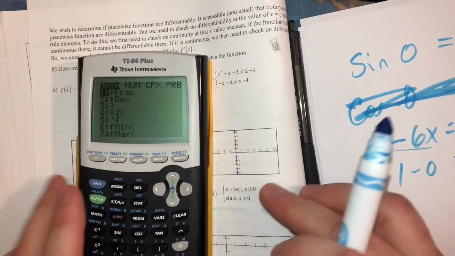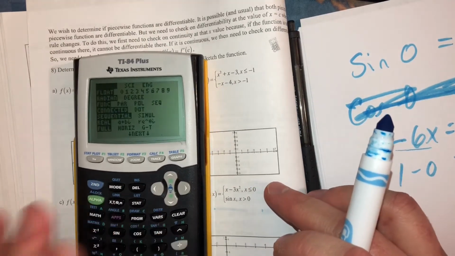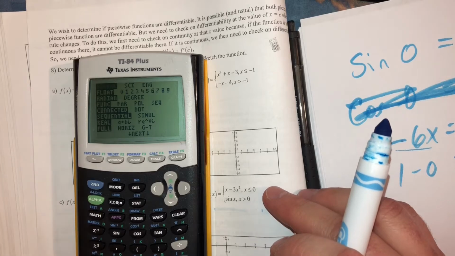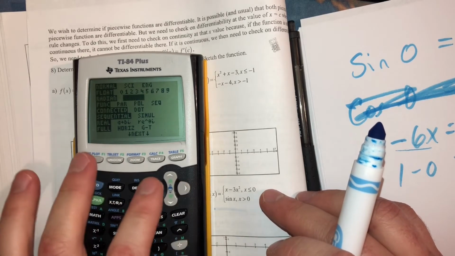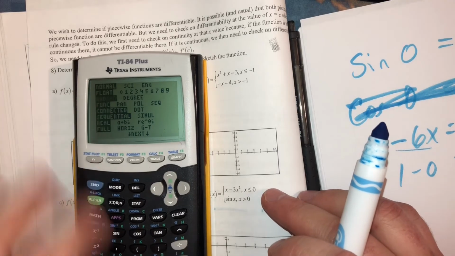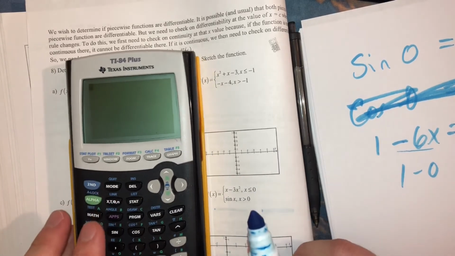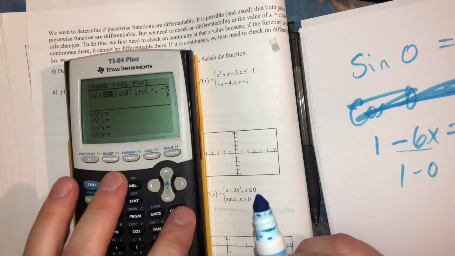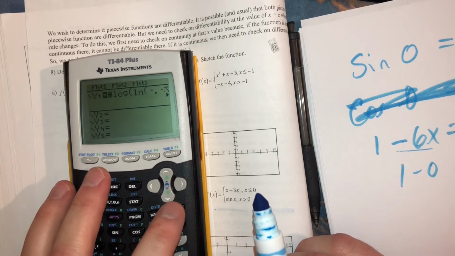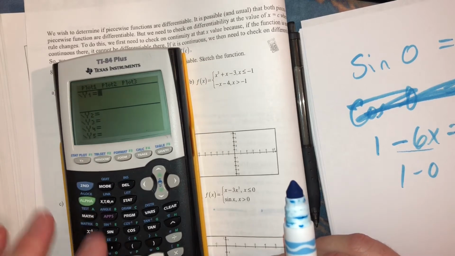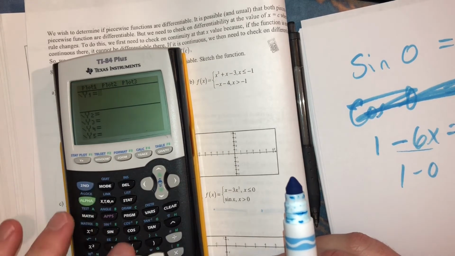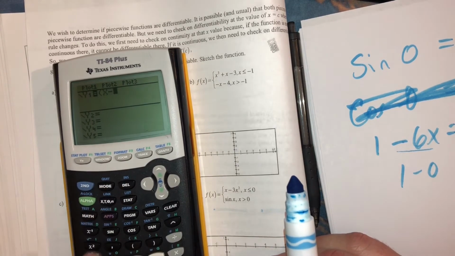If I haven't said this before, if you are in physics or a few different classes where you use trig, you probably are using degrees. We use radians in here. Make sure that you've switched back to radians anytime you're going to go do trig. So yeah, let's see what this piecewise function looks like.